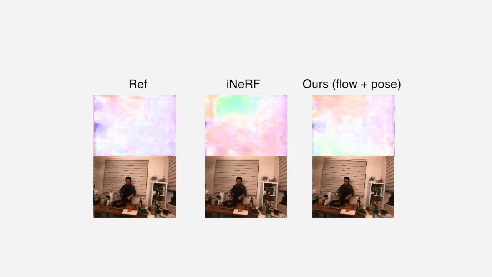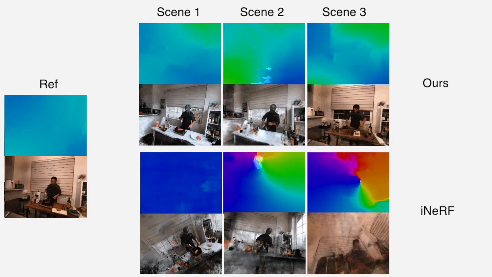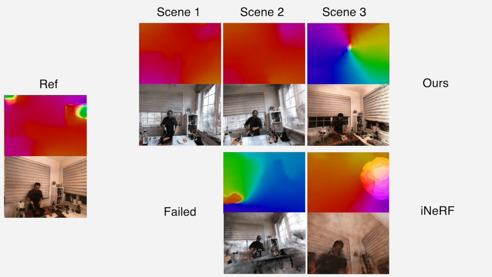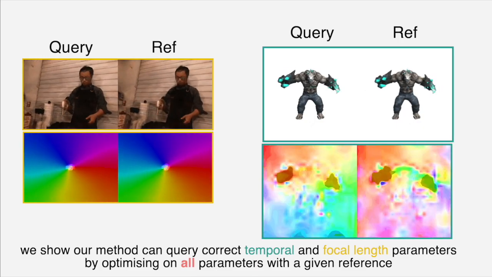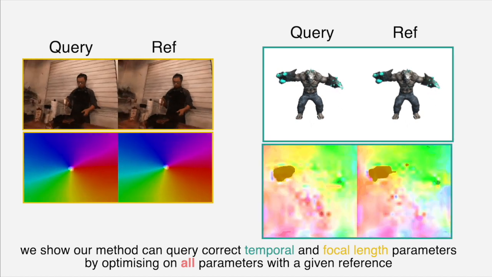Our method completes the visual copying task, unlike the pixel-based NeRF method, and is robust across different scenes, whereas the pixel-based methods don't work at all. Here we show ablation results of temporal and focal length parameters. Our method can query correct temporal and focal length parameters by optimizing on all parameters with a given reference.